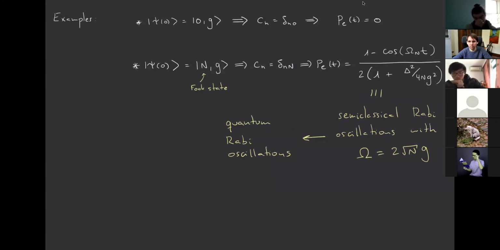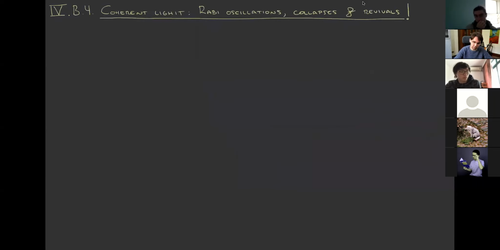So these are the two simple examples that I want to discuss. Now we will move to one example that is not trivial. So if you want to ask something about this derivation, please go ahead. Otherwise, we move now to an interesting situation, which is considering a coherent state initially. So coherent light, okay? And we will discuss what happens for coherent light with Rabi oscillations, and then something very important in quantum mechanics, which is called collapses and revivals.